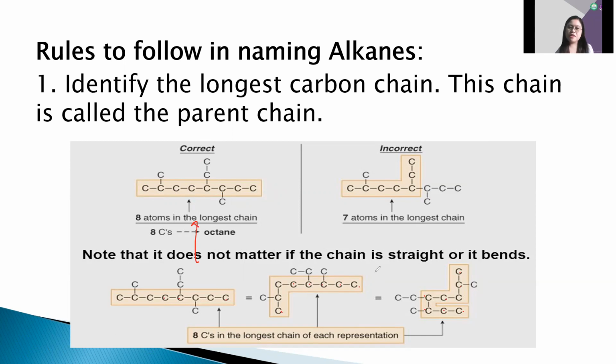Pinapakita lang dito sa example sa baba na the parent chain may not be a straight chain. Pwede ka magliko-liko, parehas ani, as long as ito yung may pinakamaraming carbons na dugtong-dugtong sila. Hindi ka mag-jump. So, dugtong-dugtong talaga sila. Pinakamarami. That will become your parent chain. Okay?